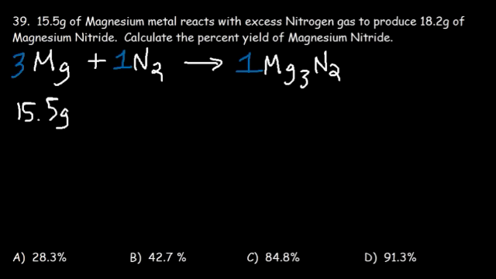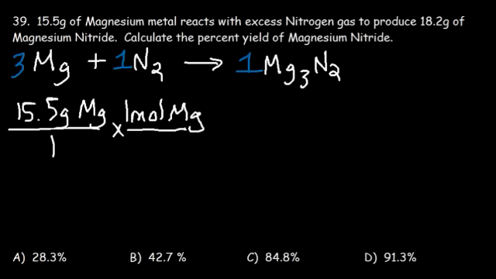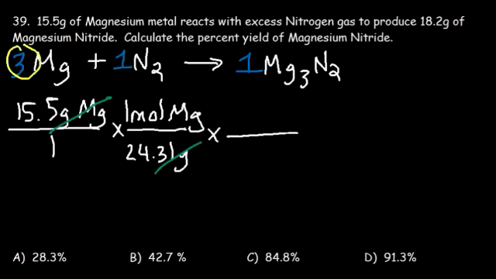So let's start with 15.5 grams of magnesium, and let's convert it to moles. In order to convert it to moles, we need to use the molar mass. For magnesium, it's about 24.31 grams. So the units grams cancel. So now we can convert moles of magnesium to moles of magnesium nitride. So we need to use the molar ratio. It's a 3-to-1 ratio.